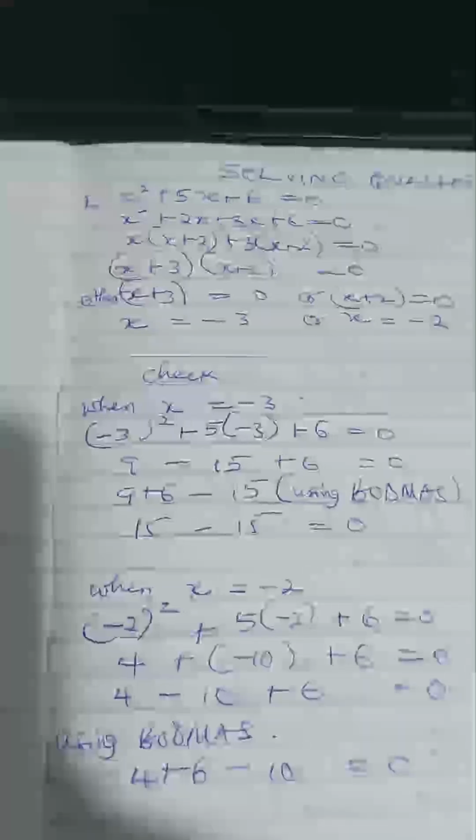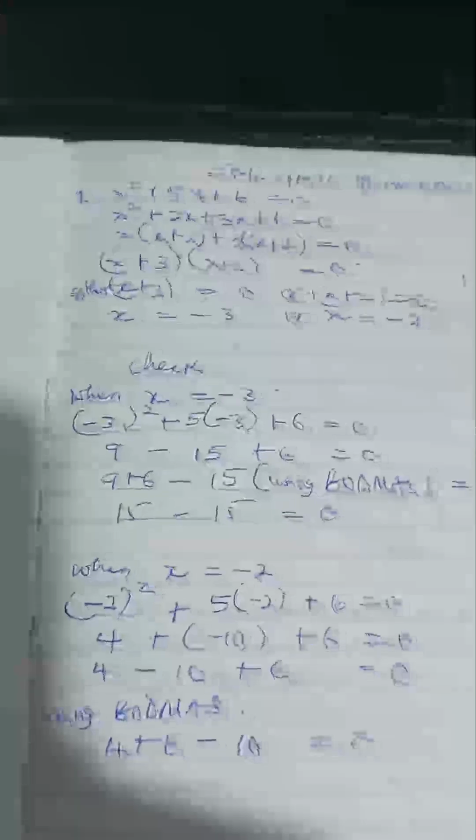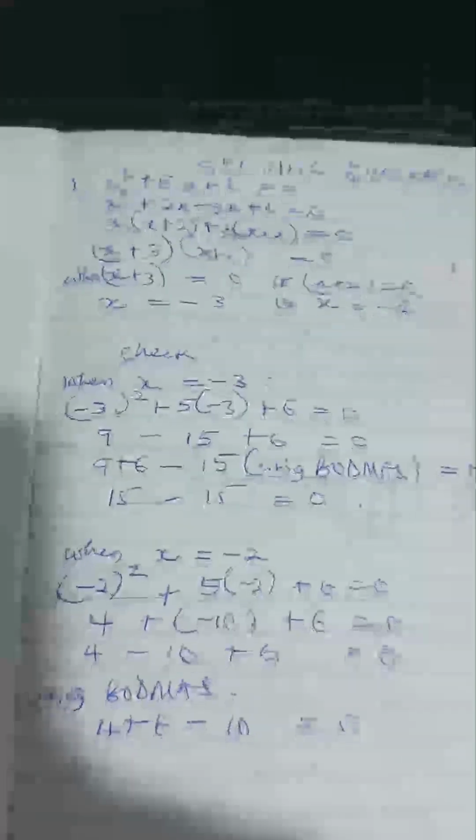The first thing we have to do is to find out two factors of 6 that when added together will give us 5. The factors are 2 and 3. That's the reason why we choose 2s plus 3s.